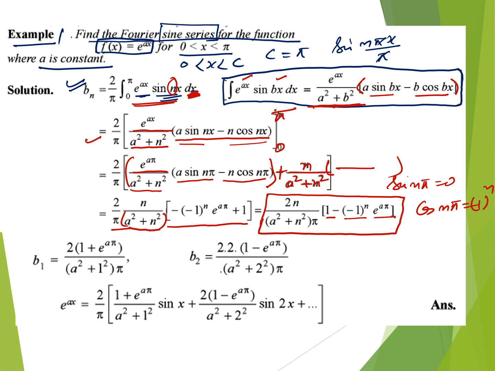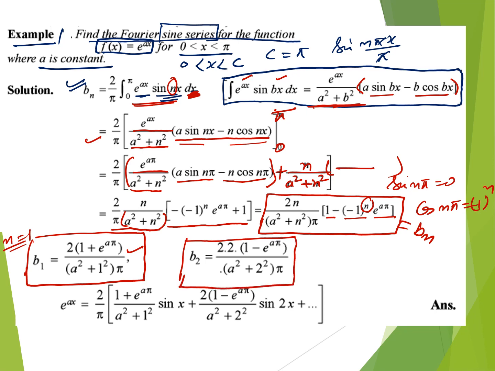Now if we substitute, because this is the value of bn, when n is equal to 1 we get the value 2 upon a square plus 1 square into pi and 1 minus minus 1 to the power 1, that will be minus 1, so minus minus plus 1 plus e to the power a pi, this is b1. Similarly substituting the value of n is equal to 2, we get b2.